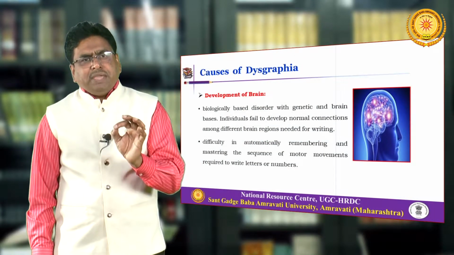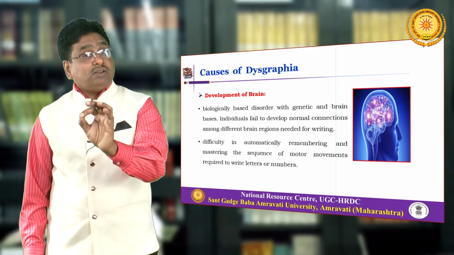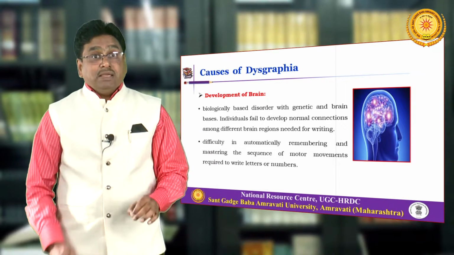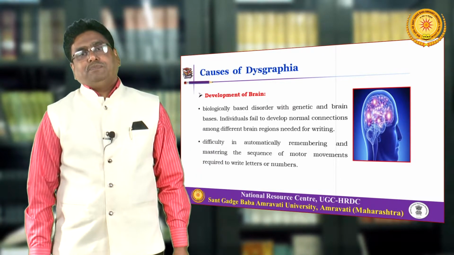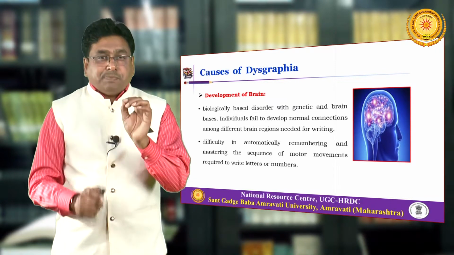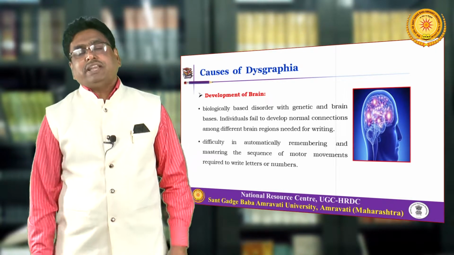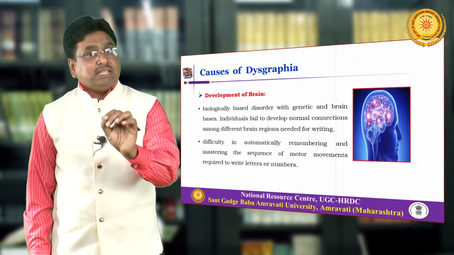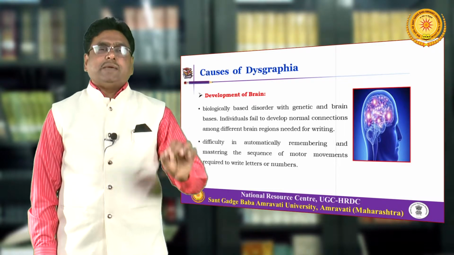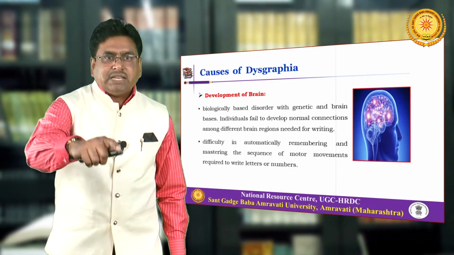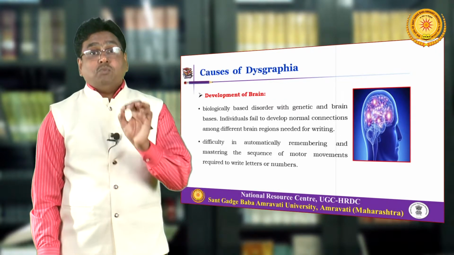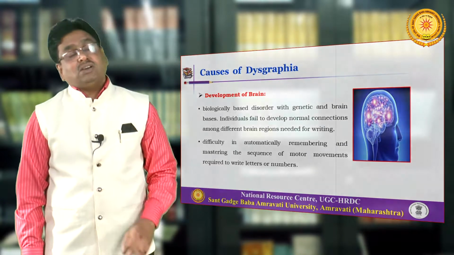Now, we shall discuss causes of dysgraphia. Similarly to dyslexia, the cause of dysgraphia is development of the brain. Dysgraphia is a biologically based disorder with genetic and brain basis. That is, it is a working memory problem. In dysgraphia, individuals fail to develop normal connections among different brain regions needed for writing. Because of complication in the development of the brain, students with dysgraphia have difficulty in automatically remembering and mastering the sequence of motor movements required to write letters or numbers.